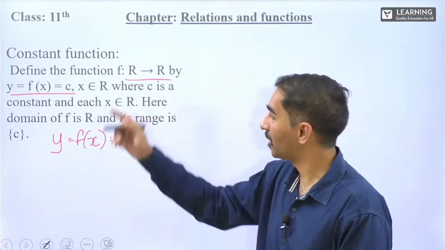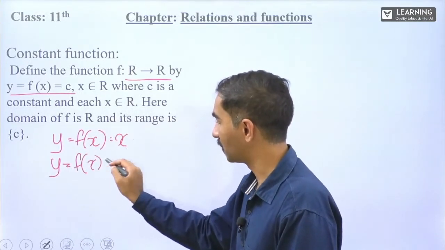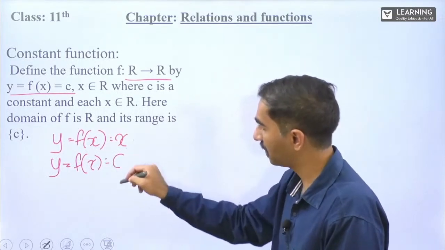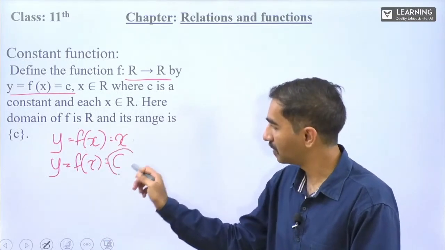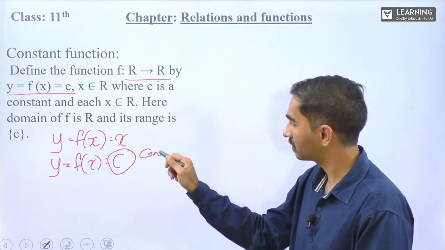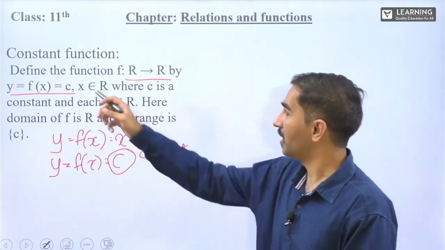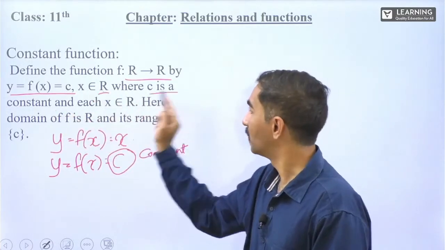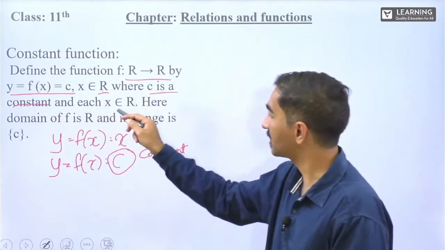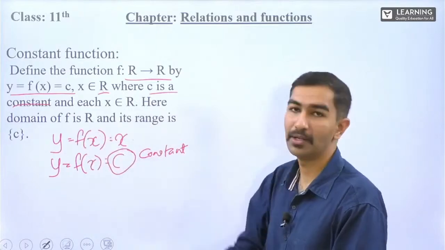Correct. Now what is the constant function? y is equal to f of x is equal to c, or any other alphabet like k. But what is this c? This c is nothing but a constant. So x belongs to the set of real numbers where c is a constant. Correct. Where c is a constant and each x belongs to R. Here the domain of f is R and its range is c.